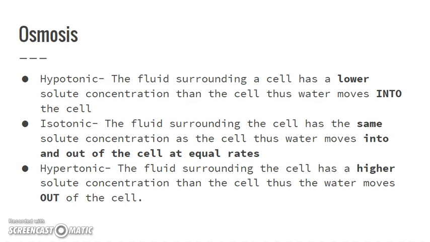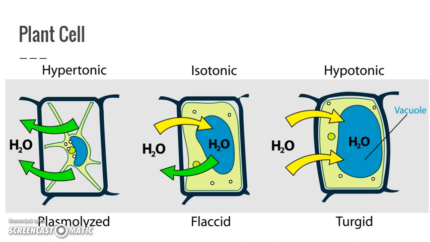And in a hypertonic solution, the fluid surrounding the cell has a higher solute concentration than the cell. Thus, the water moves out of the cell. Thus, it's going to just shrivel up, kind of. So let's look at a plant cell. In a plant cell, when you place it in a hypertonic environment, the higher concentration is on the outside. All your water is going to move out. And it's going to do something called plasmolysis. And your plasma membrane is going to move away from your cell wall. So this is our cell wall, and our plasma membrane is moving away. And it's just going to cause it to really wilt.